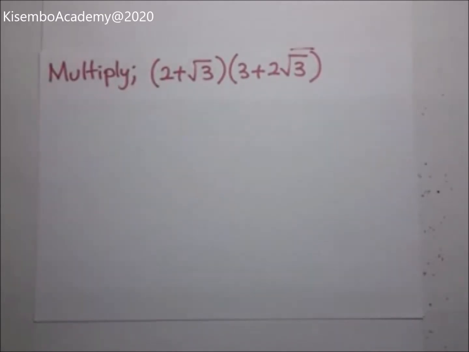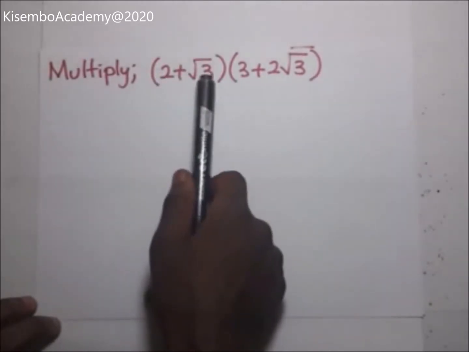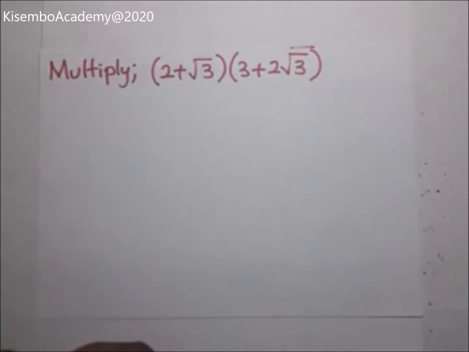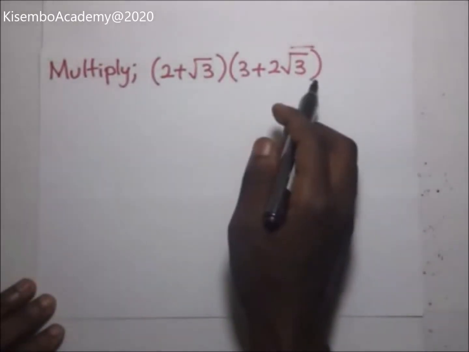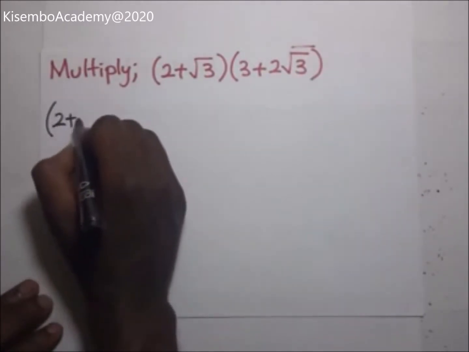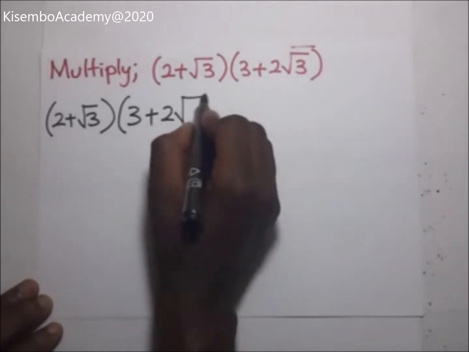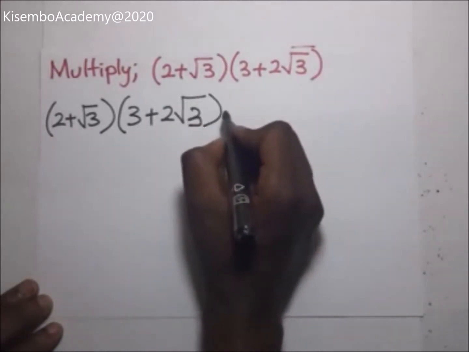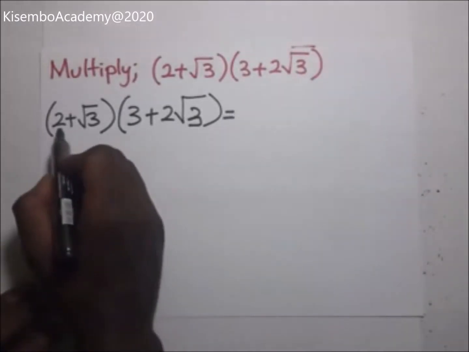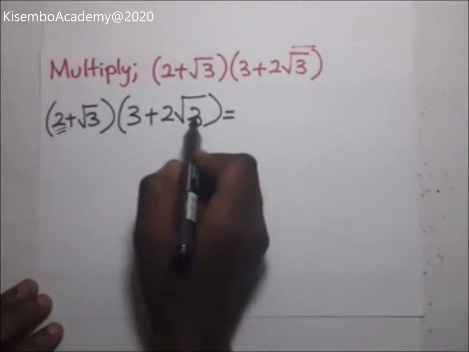Going on straight to a worked example, we have 2 plus root 3 into 3 plus 2 root 3. We are multiplying these two brackets. So definitely, of course, we are going to open them. This means that 2 plus the square root of 3 into 3 plus 2 times the square root of 3 is going to be equal to, we are going to multiply the bracket. So it's going to be 2 times this whole bracket, then plus root 3 times this whole bracket.